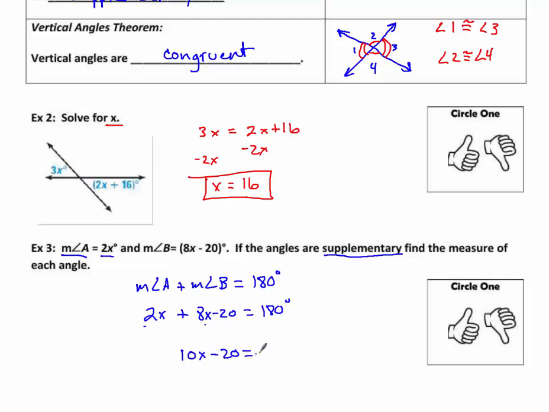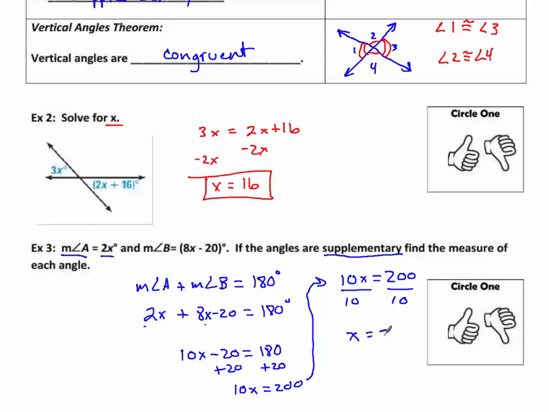So we combine like terms. 10x minus 20 equals 180. Add 20 to both sides. Get 10x equals 200. Getting down to the bottom there, so I'm going to bring it back up where you can see. 10x equals 200. Divide by 10, and I get that x equals 20. Now, this didn't ask me just to find x. This asked me to find the measure of angle A and the measure of angle B. So, the measure of angle A equals 2x, which is 2 times 20. So the measure of angle A equals 40 degrees.